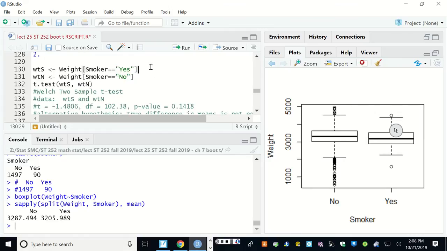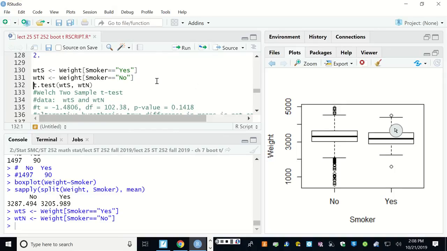I don't know. So one thing you could do is save off the two groups, the weights for the smokers and non-smokers. In R, it is case sensitive, so these were capitals in the original data set, and I made mine lowercase. Didn't have a particular reason for that, but I just did. Right? So for the t-test, you just do t.test of the two vectors of smokers and non-smokers.